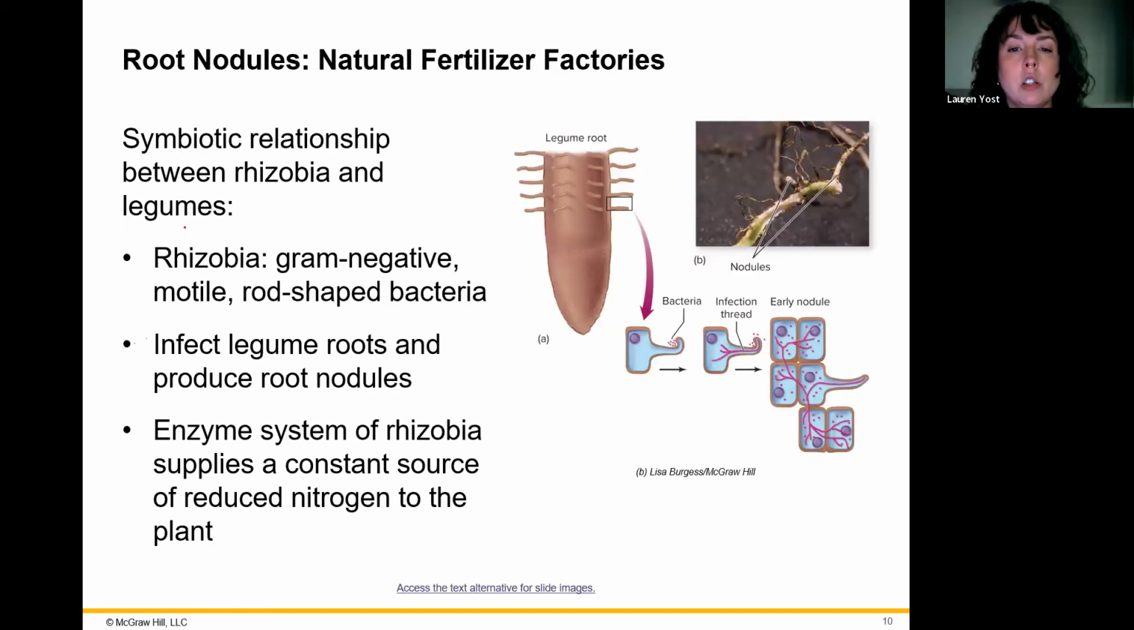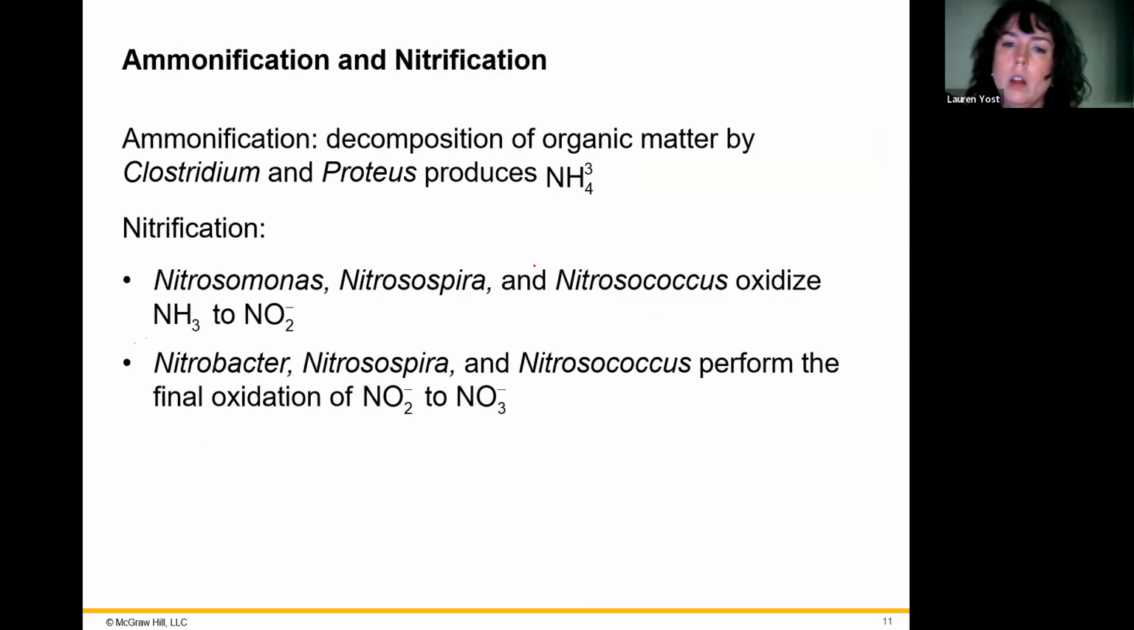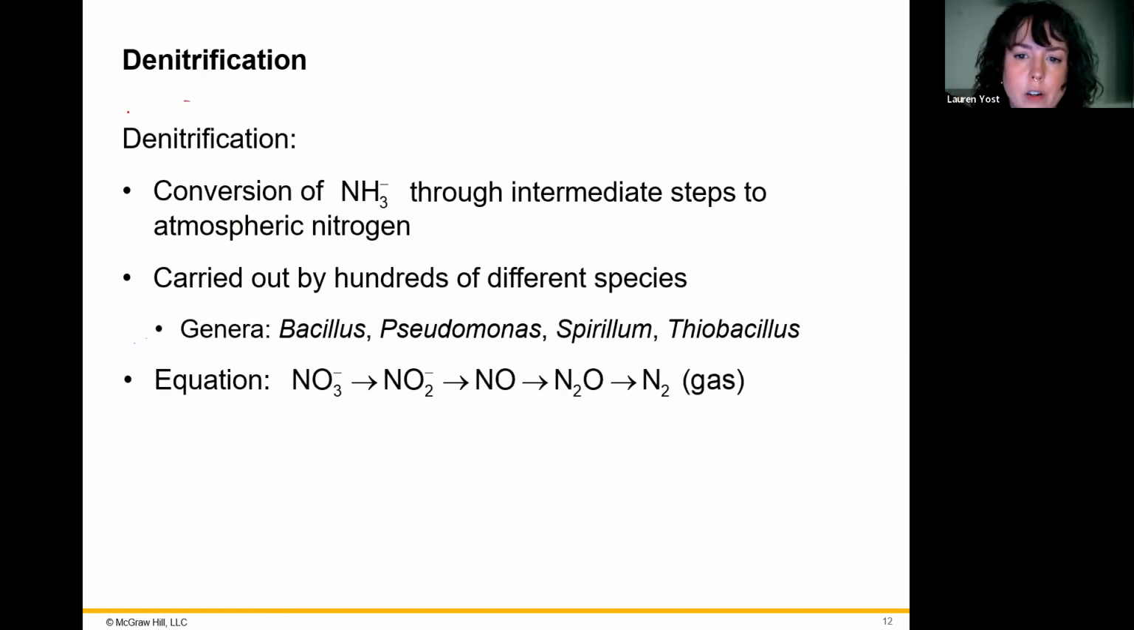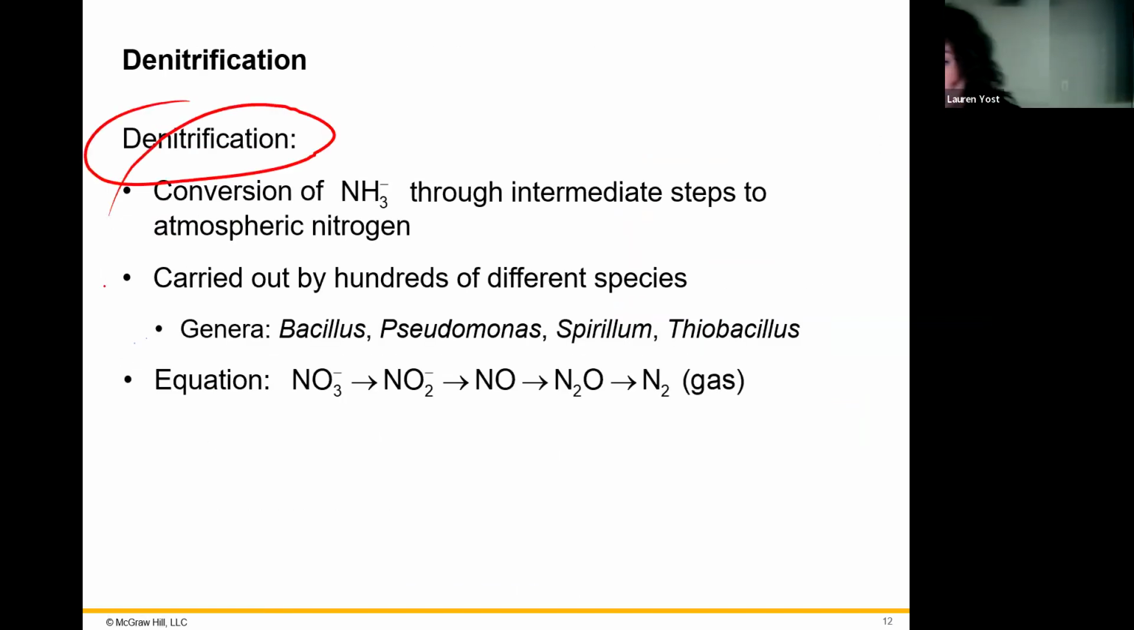So here's some rhizobia bacteria and legumes like beans. The bacteria live in little nodules on the roots, and what they do is help convert nitrogen in the environment into a usable form for the plants. That's all you need to know about them. This is just going into detail about ammonification, nitrification, and denitrification. Cool. I don't need you to know them, but that's there.